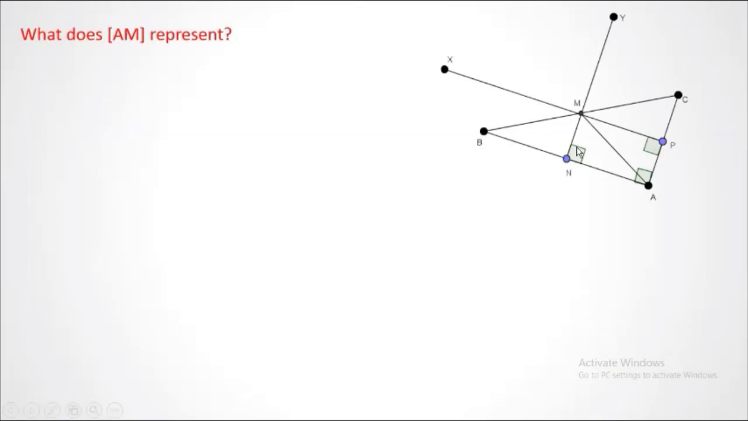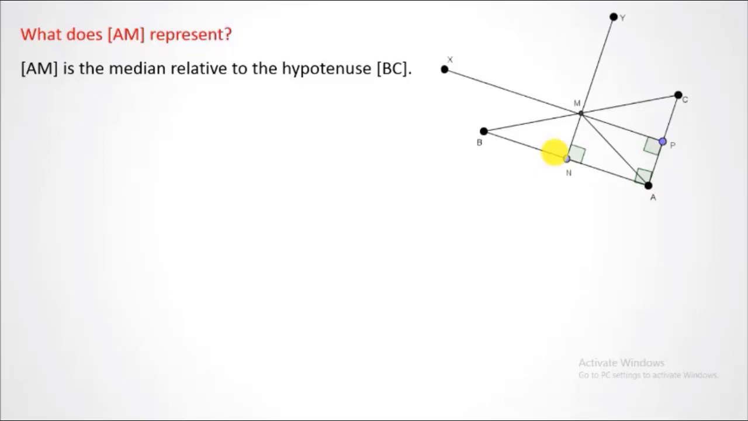First, what does AM represent? Here AM in triangle ABC. What does AM represent in triangle ABC? Recall that M is the midpoint of BC. AM represents the median relative to hypotenuse BC. Since M is the midpoint of BC, AM is the median relative to hypotenuse BC.